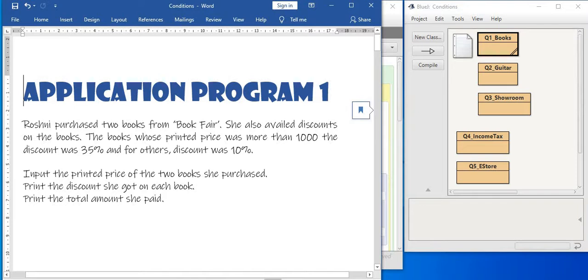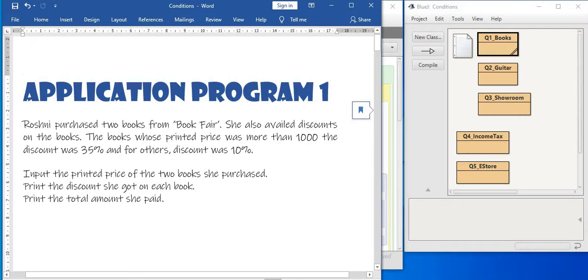Now, input the printed price of the 2 books that she purchased, print the discount she got on each book, and also print the total amount she paid. So we are going to write this program here. So now comes the program.